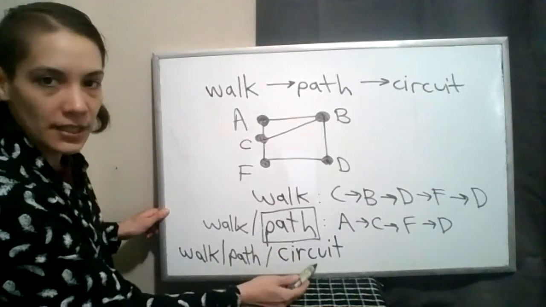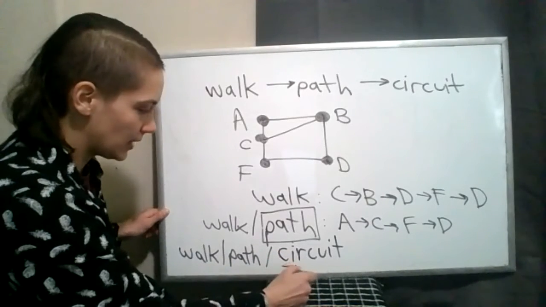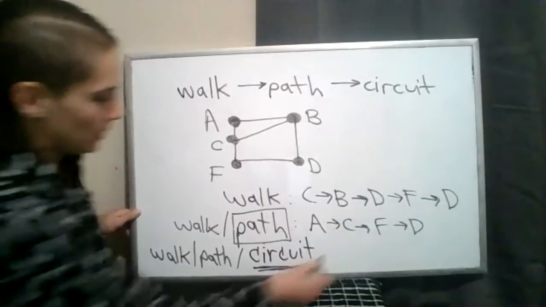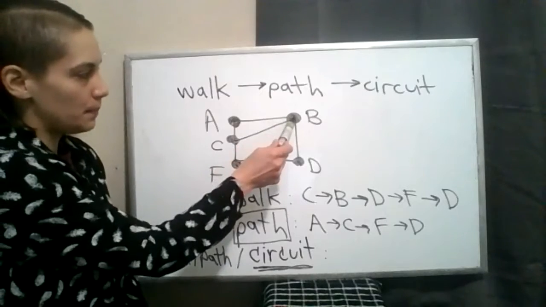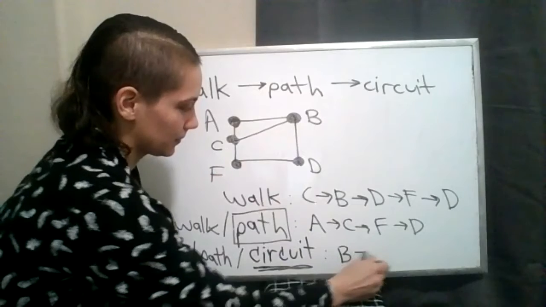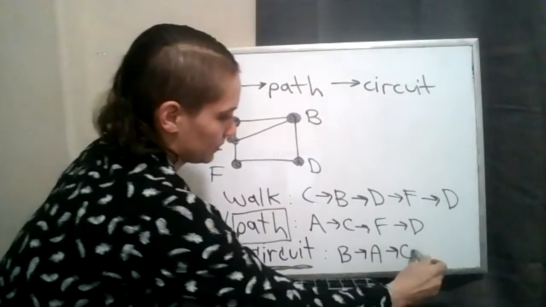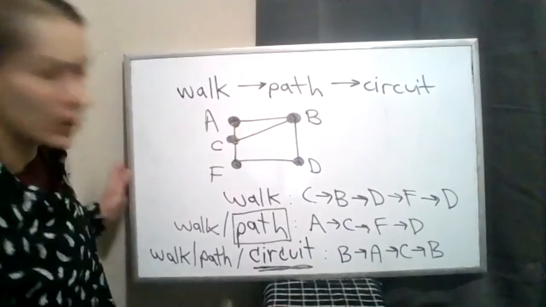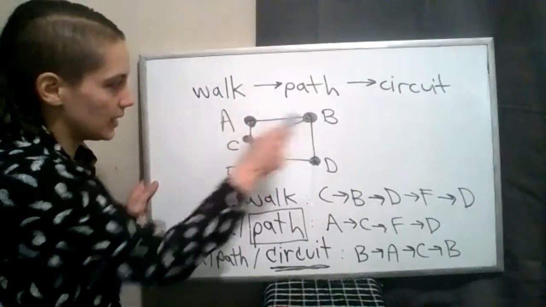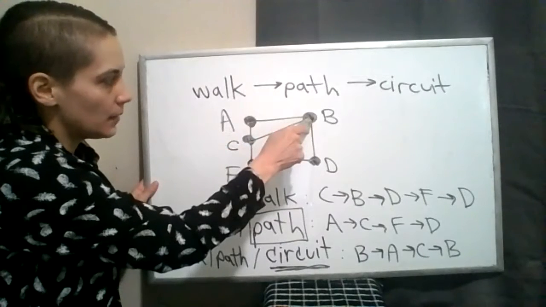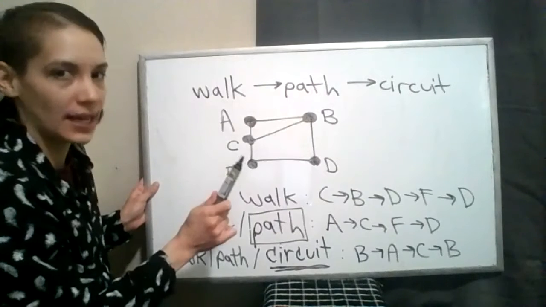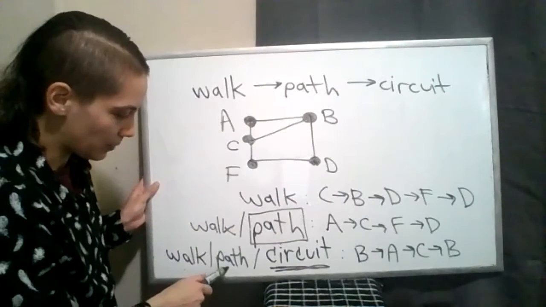But if it's all three of those things, we're going to say that it's a circuit, like the best definition that matches. Okay, we're going from B to A to C to B. So they start at B and end at B. I was able to go from each vertex to the next one using an edge, and every edge was used one time. So we had the walk part, the path part, and the circuit.